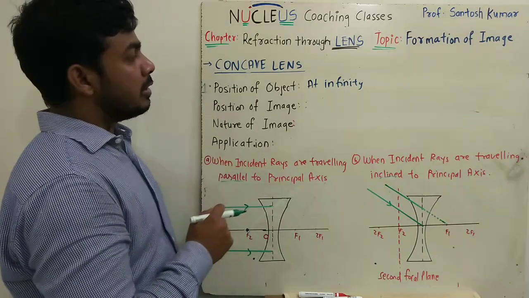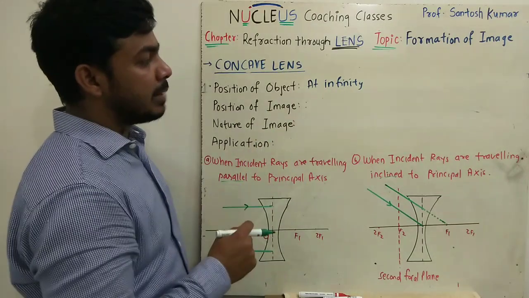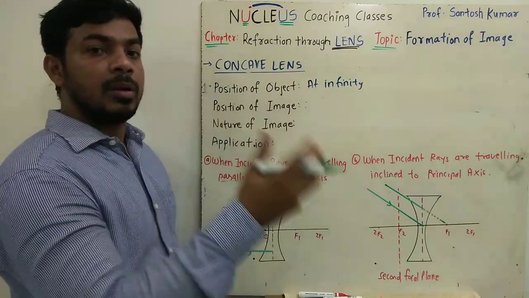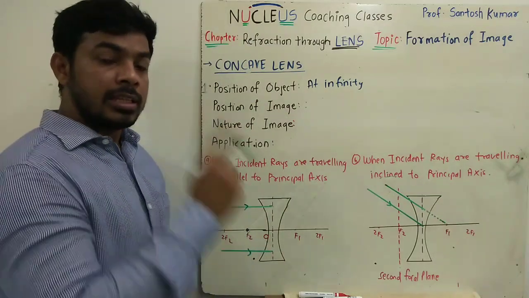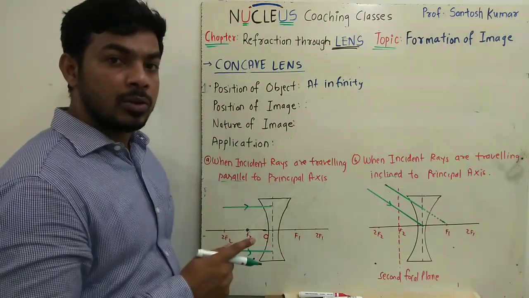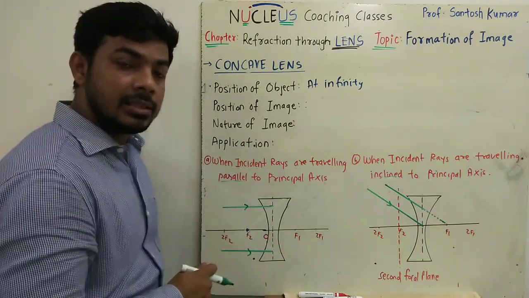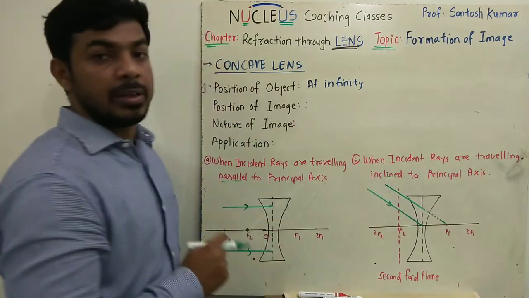So let's talk about the first case of concave lens where the object is kept at infinity. Now we know that from infinity the rays are coming parallel to each other. So the rays coming from infinity are always parallel to each other, but either they are parallel to the principal axis or they are inclined to the principal axis.